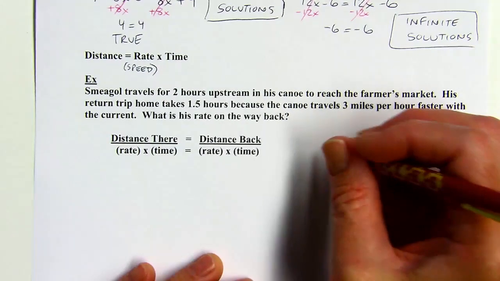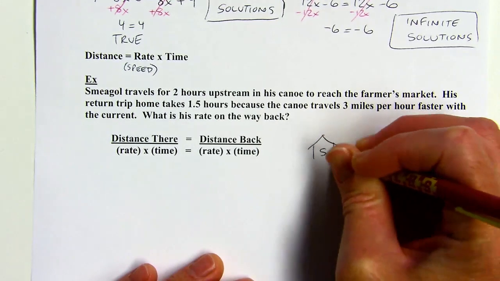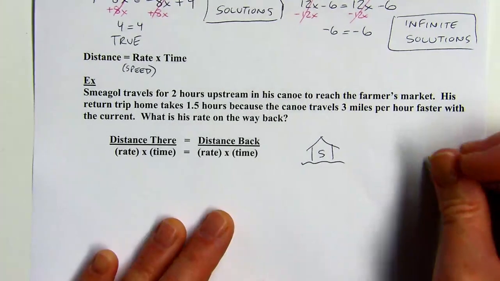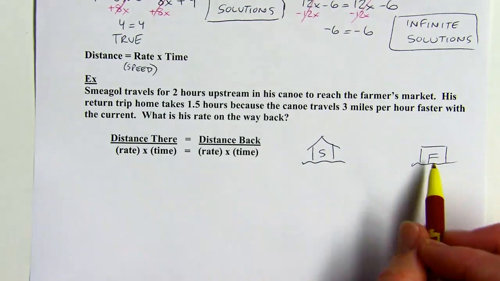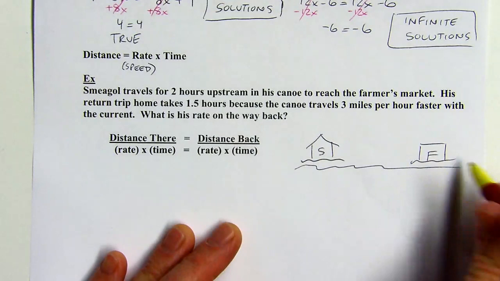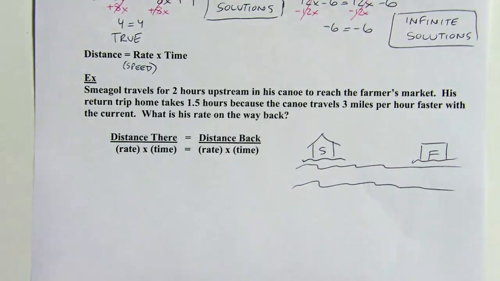Okay, so I'm going to draw a little picture here. So here is Smeagol's house. I just put an S in there for Smeagol's house, okay? And then over here, this can be the farmer's market. It's a pretty realistic picture of a farmer's market there, right? Okay, so then there's a river that goes, he can take his boat from one to the other.